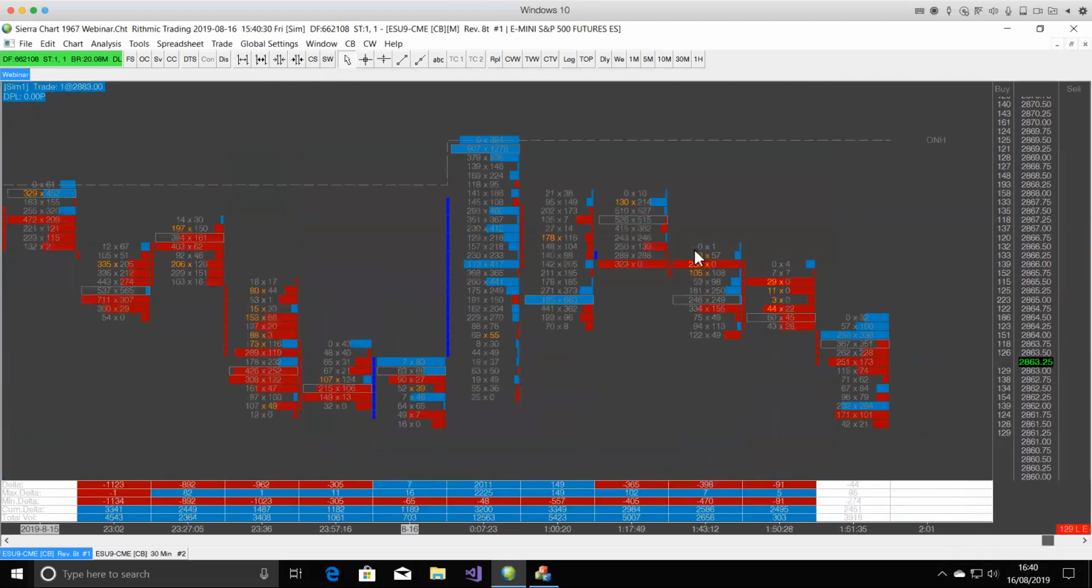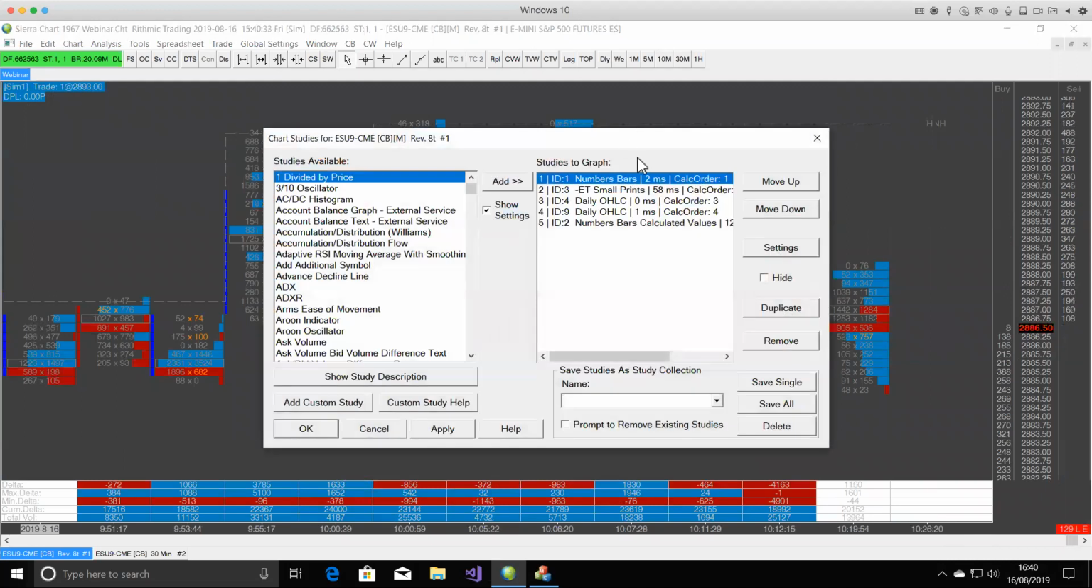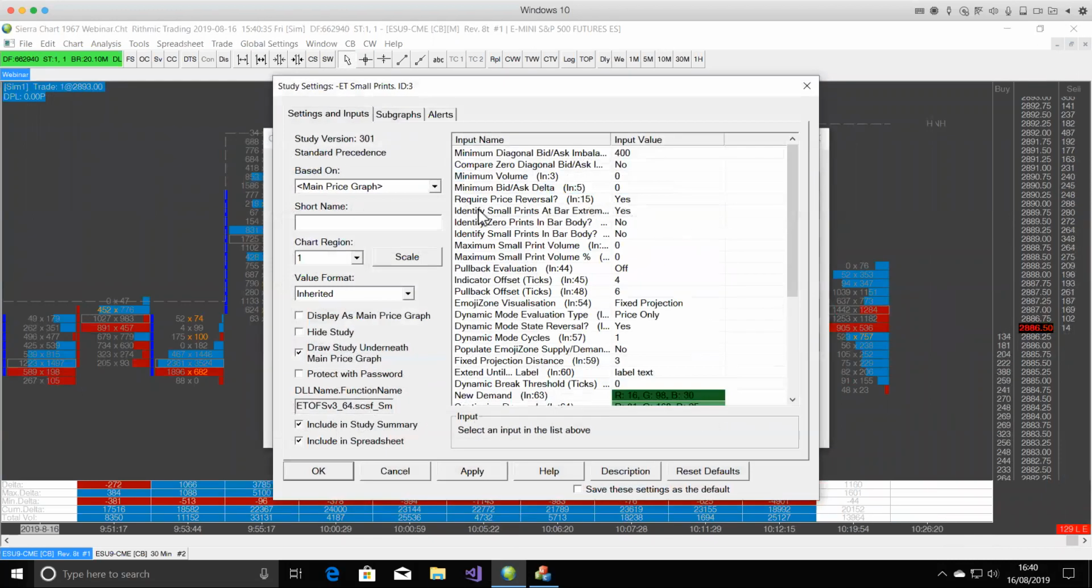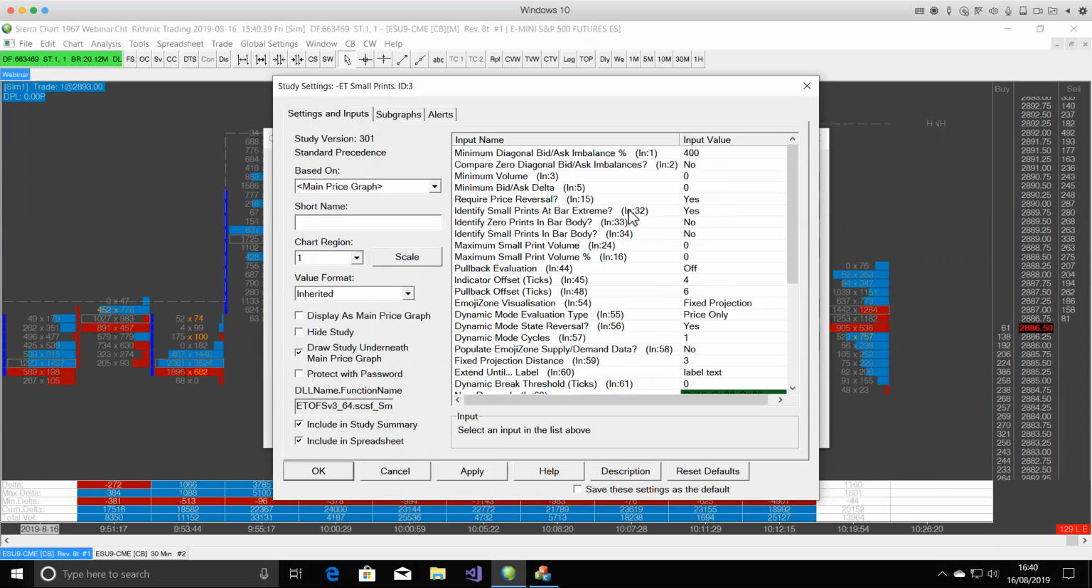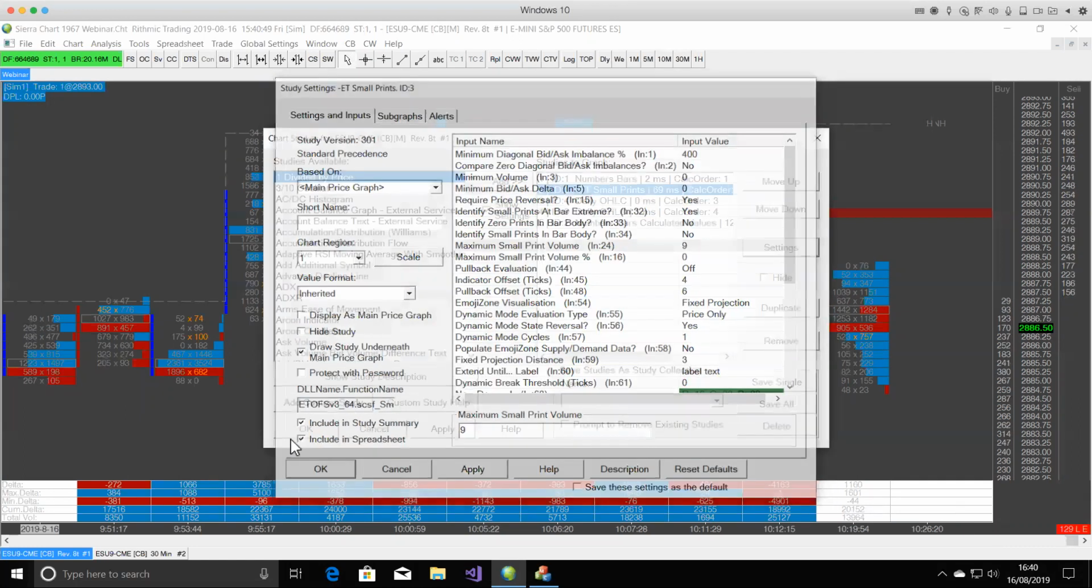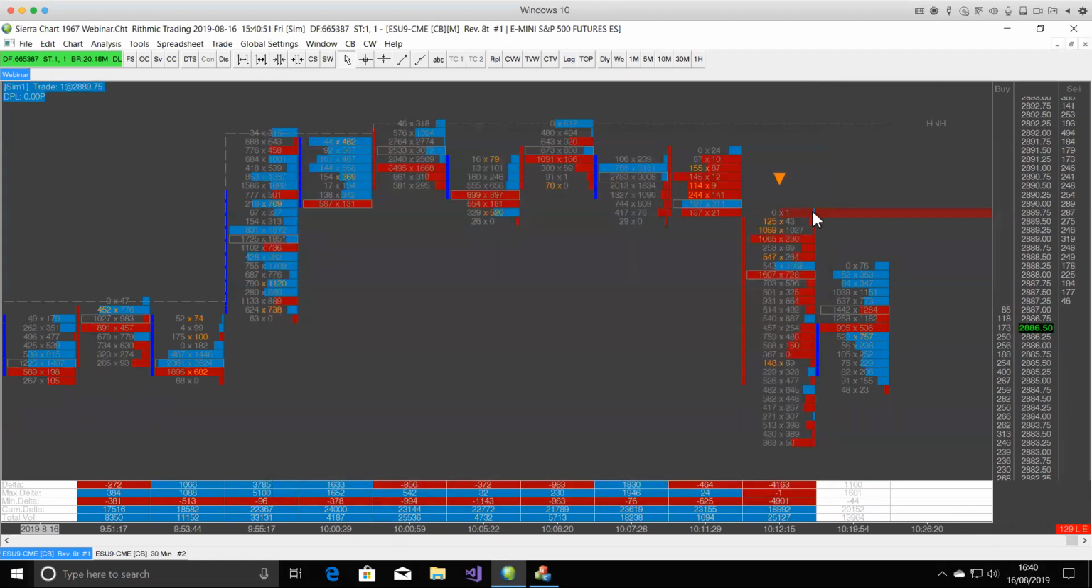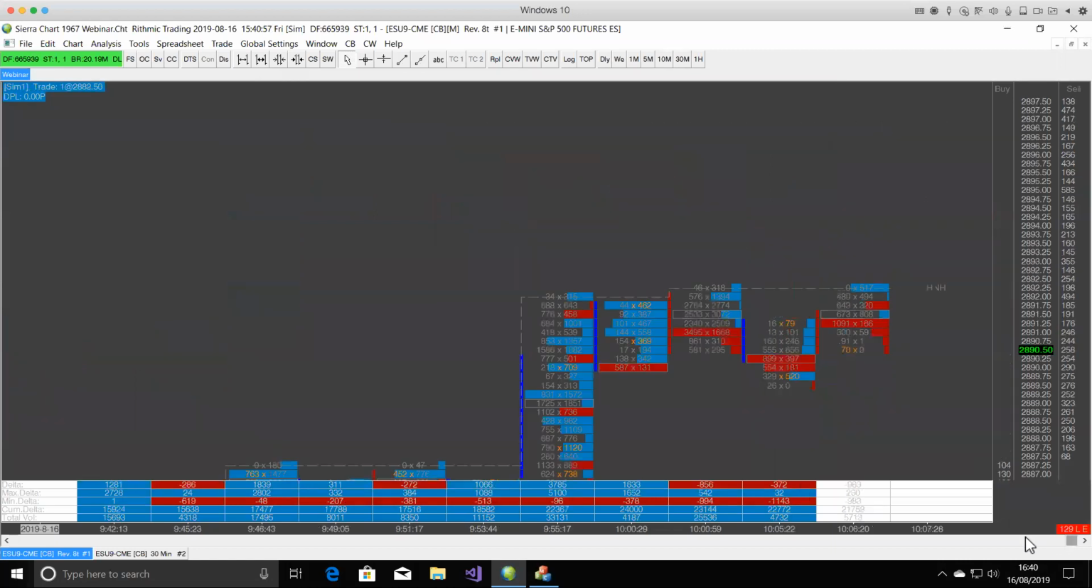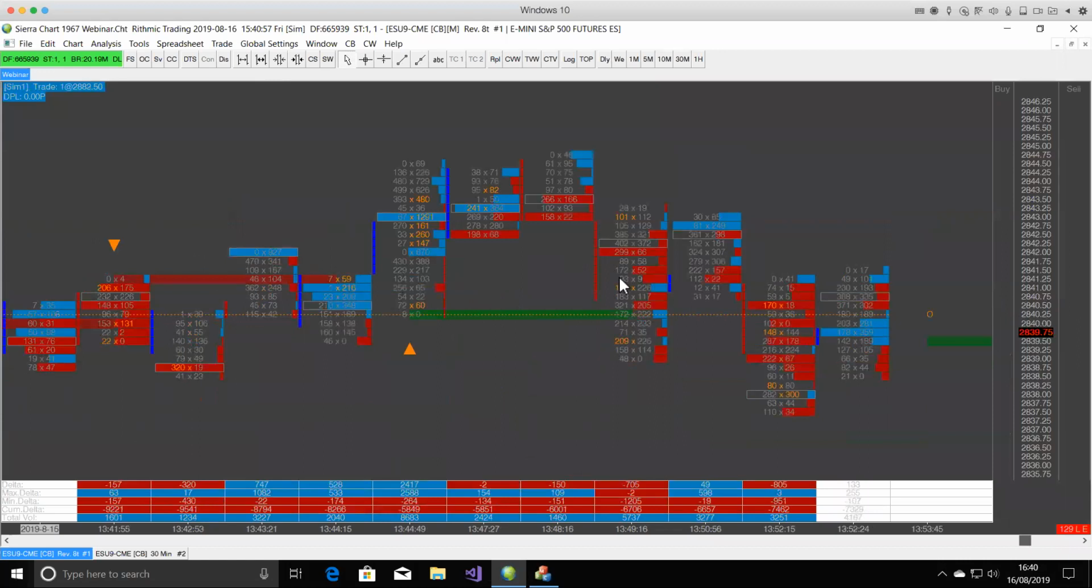and we're not showing anything, so I haven't put a volume filter in, which is a bit silly. What I want to do is identify small prints at the bar extreme and what's the maximum volume that I'll allow through the filter. So if I say I want to see a single print at extreme and have this highlighted, then when we've got a single print at the extreme of the bar, we highlight it and it turns into an emoji zone, which we've covered off. This is our historic single print at extreme.